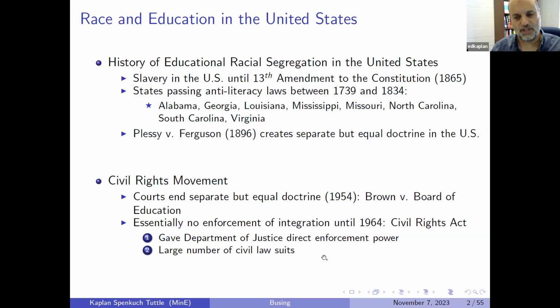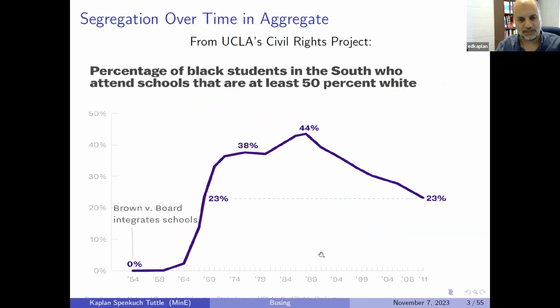There also followed the 1964 Civil Rights Act a large number of civil lawsuits, which I'll talk about a little bit later. So here is the fraction of Black students in the South of the United States who attended schools that were majority white. Remember, even in the South, most states were majority white. At the time of the passage of the Brown v. Board of Education decision, 0% of African Americans were in schools that were majority white. And that really didn't change until after 1964.